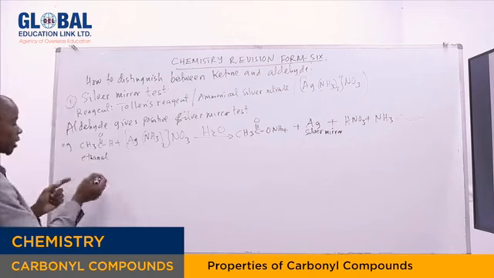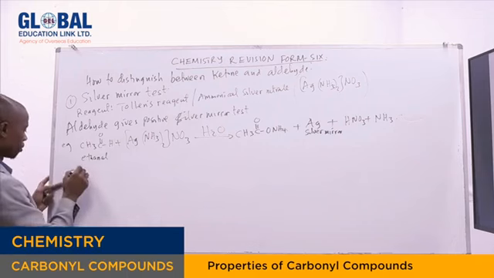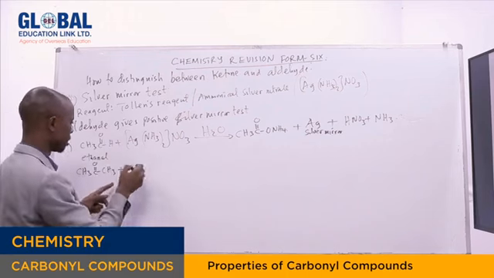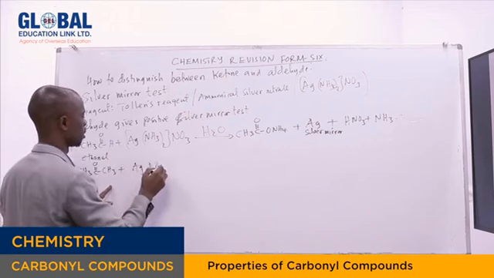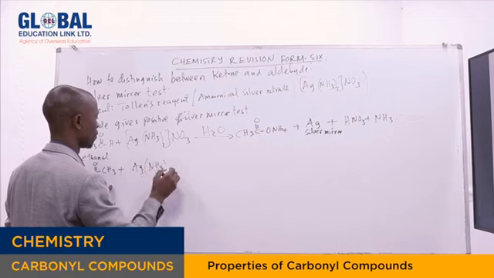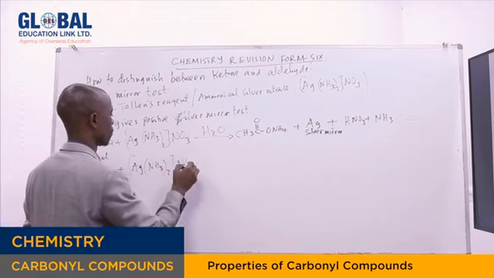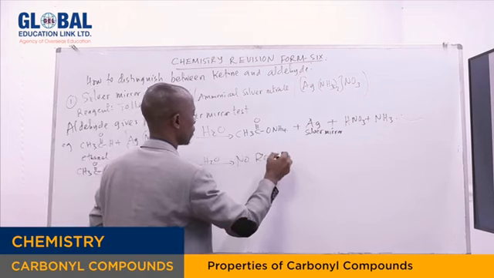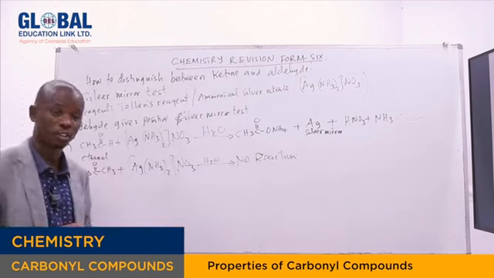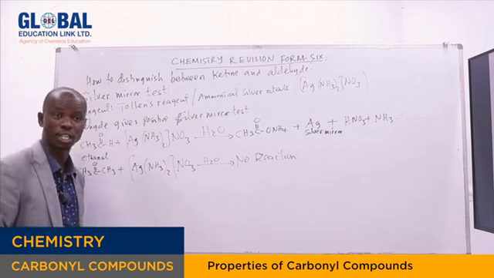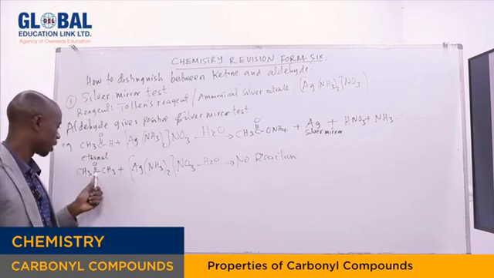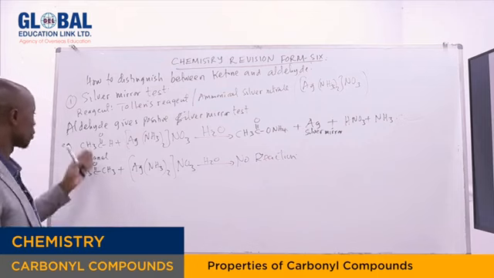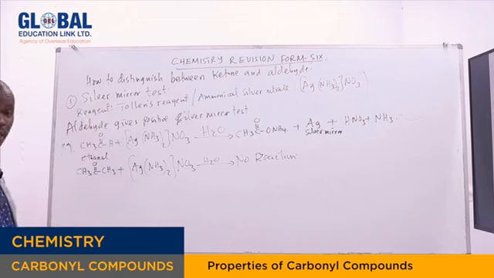But when we take, for example, this one, propanone, reacting with this reagent, there is no reaction because ketone resists oxidation. It lacks hydrogen on the carbon atom containing the carbonyl group. So this one resists oxidation. So here you can distinguish between them by using the silver mirror test.